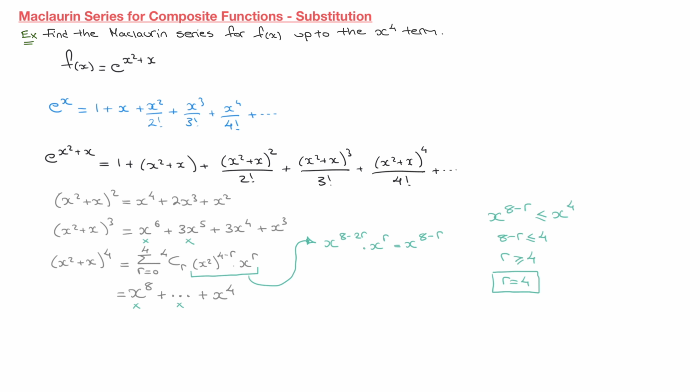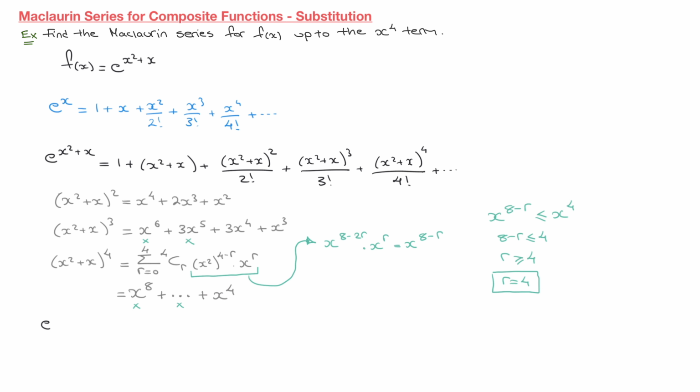All that being said, I carry on and go back to the expression we had here, and I now replace each of these pairs of parentheses by the terms that we'll be keeping. So we'll be keeping all of this. From the x squared plus x cubed, we'll be keeping these two terms. And as we've just seen, from x squared plus x raised to the power of 4, we'll only be keeping x to the power of 4.